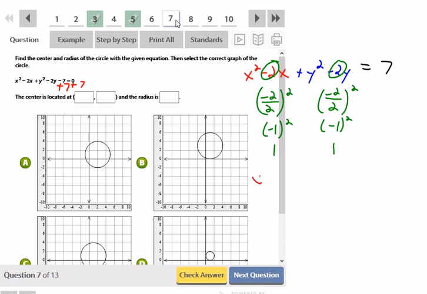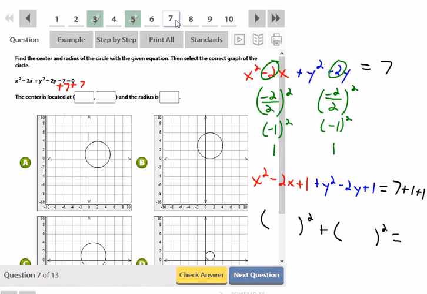So what I want to do is to each little group, I want to add that number. So here I'm going to go plus 1, then plus y squared minus 2y plus 1. But if I added it to the left side of the equation, I have to add both of them to the right side. Once this happens, now I can go ahead and write this in standard form. It's going to be 1 parentheses with a square plus 1 parentheses with a square. On this side, 7 plus 1 is 9.